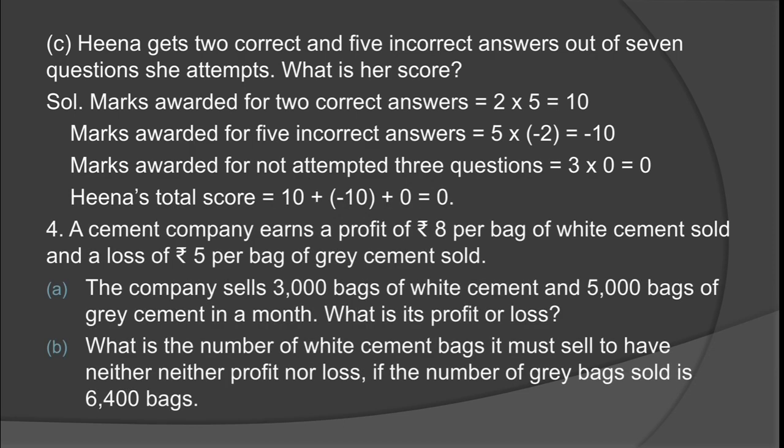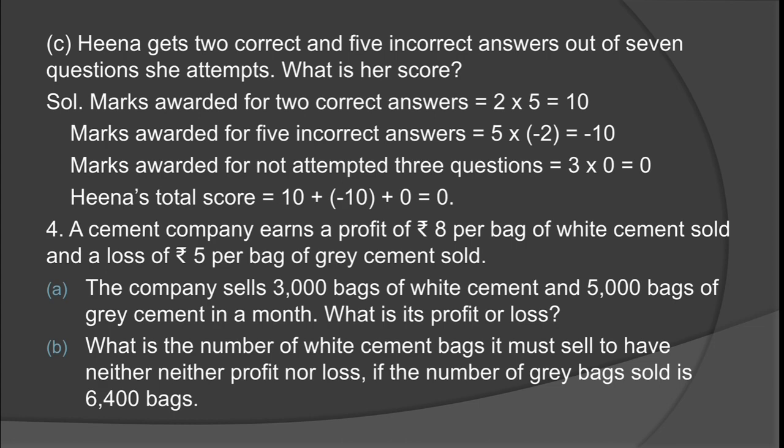Now let us see the next question. Question number 4. A cement company earns a profit of rupees 8 per bag of white cement sold and a loss of rupees 5 per bag of grey cement sold. So here we have two parts. In the first part, the company sells 3000 bags of white cement and 5000 bags of grey cement in a month. What is its profit or loss?